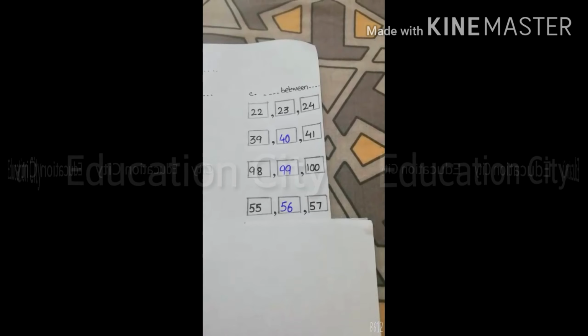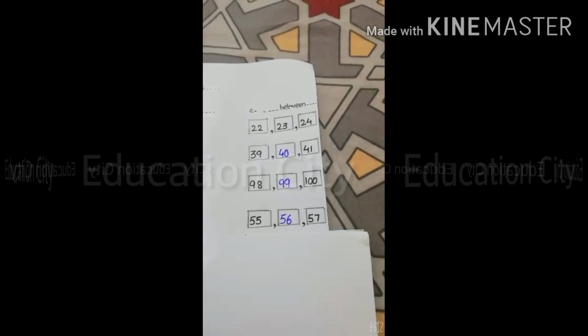55 is a before number and 57 is an after number. In between, see 56. 56 is a between number. Move to the next part.